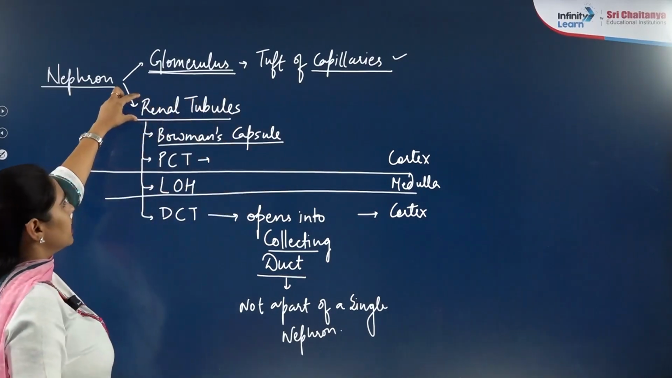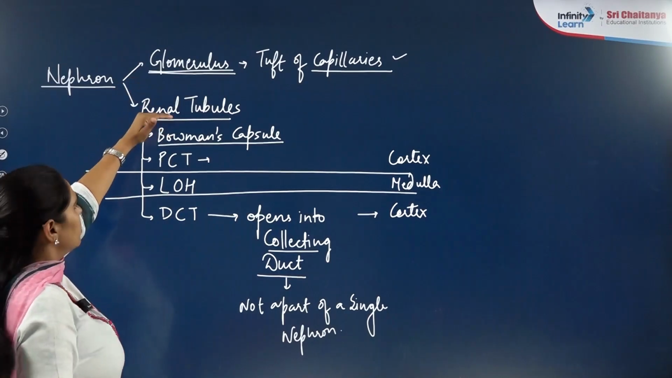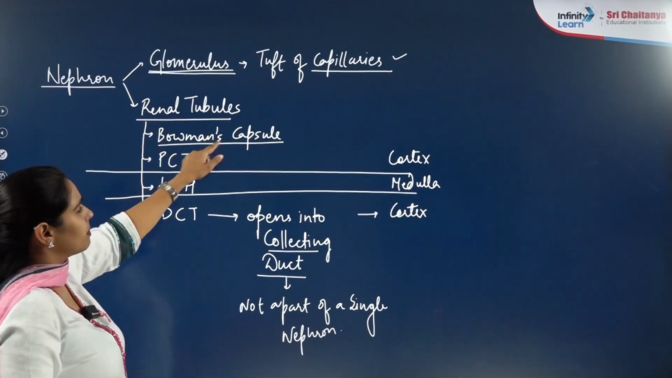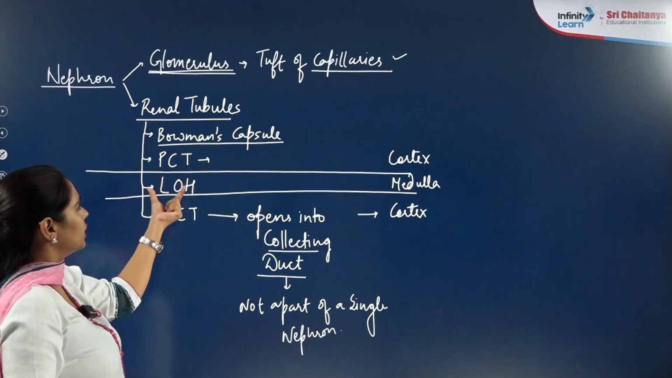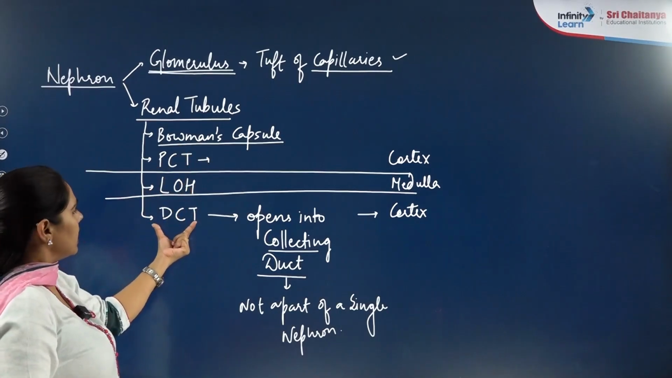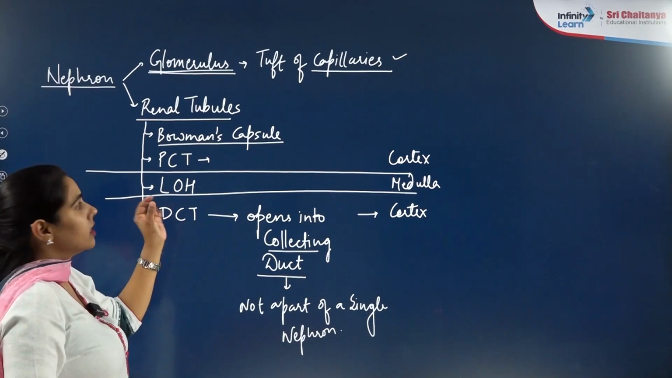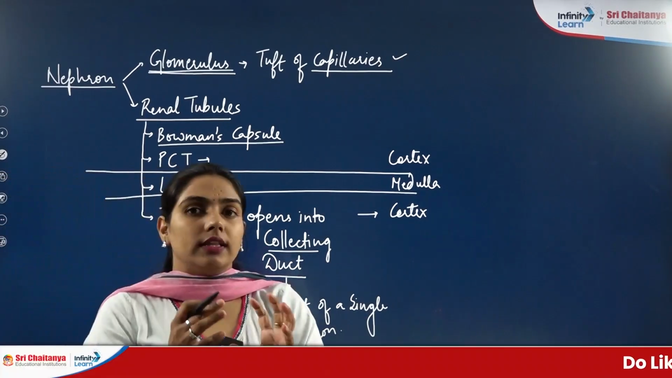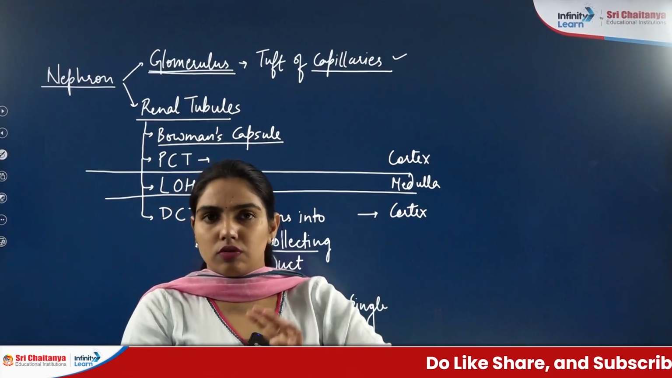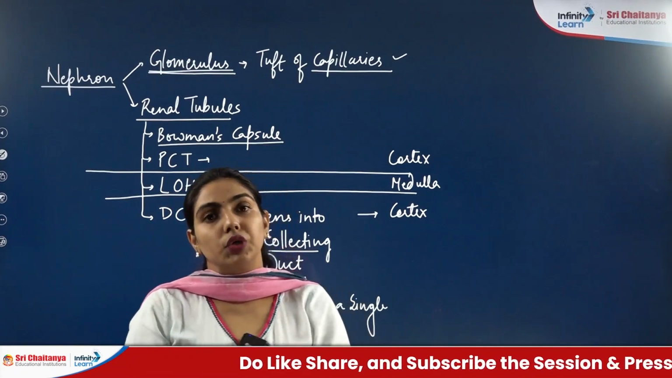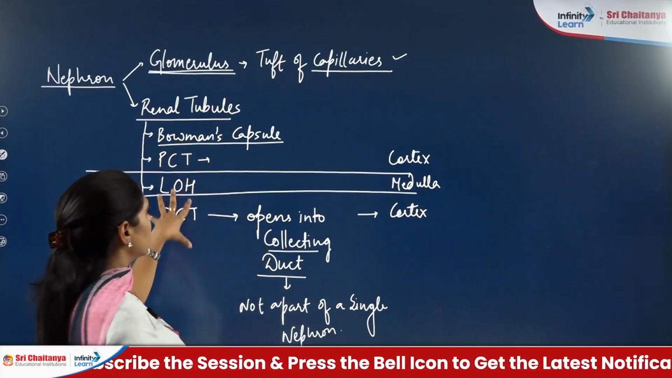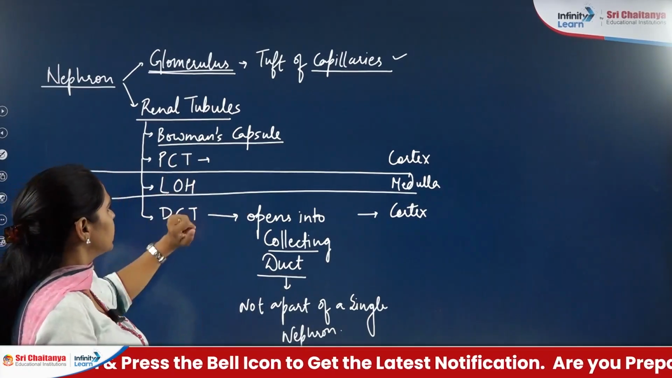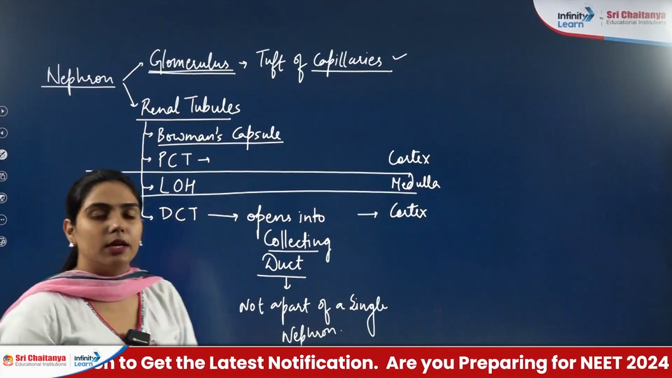The next part is the renal tubule. In the renal tubule, all these parts will come. The first part is the capsule, Bowman's capsule, then the proximal convoluted tubule, then the loop of Henle, then the distal convoluted tubule. Now, a very, very important thing. What are the functions of each tubule? You will understand once we understand urine formation, then you will understand the function of each renal tubule. But let me explain PCT, loop of Henle and DCT a little bit.